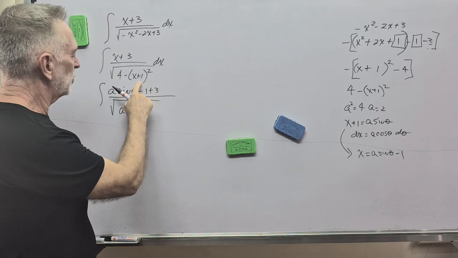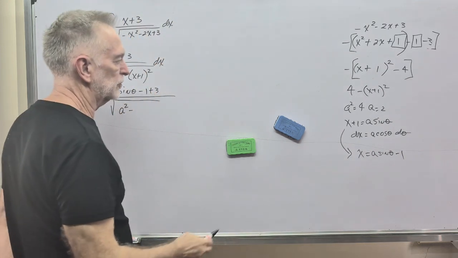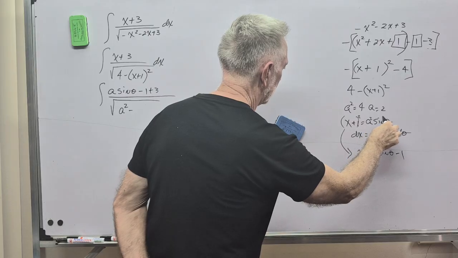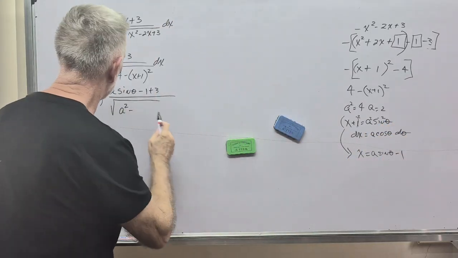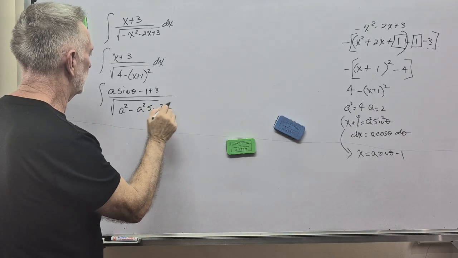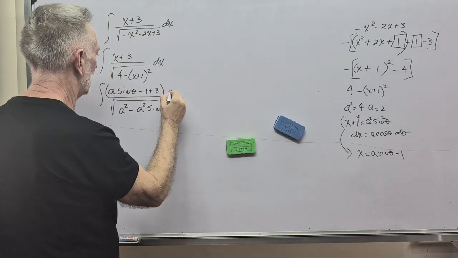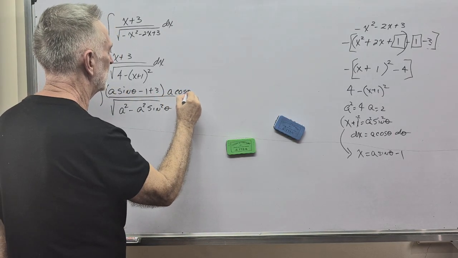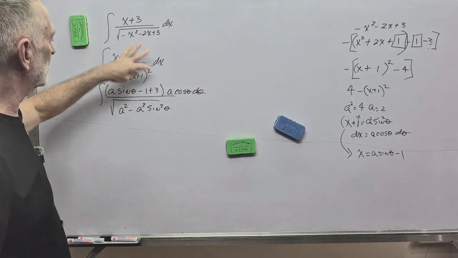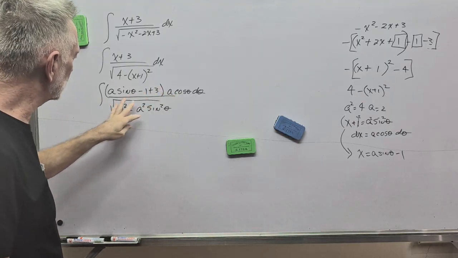Minus x plus 1 squared. We said x plus 1 was a sine theta. If that side gets squared, then I have a squared sine squared theta. And dx is a cosine theta d theta. So now we've gone from the x world into the theta world. Now I don't have any x terms left.